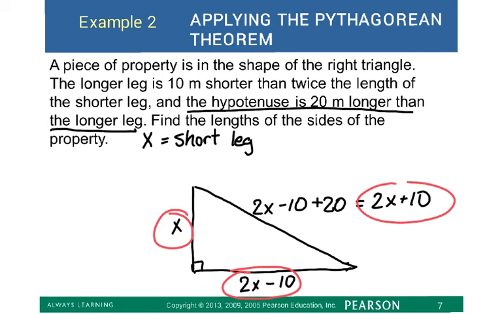Okay, so let's form our equation. Our equation is going to look something like this. Since this is, we're going to call it our A, this is our B, and this is our C, and our Pythagorean theorem states A squared plus B squared equals C squared. Plug in all your values for your A, B, and C to get our equation. So let's do that on this next slide.